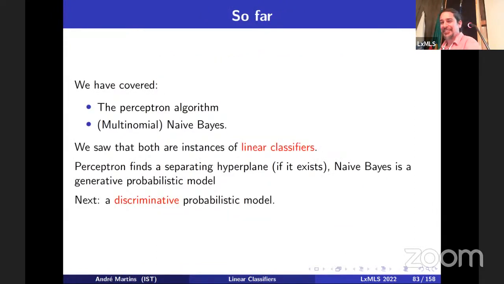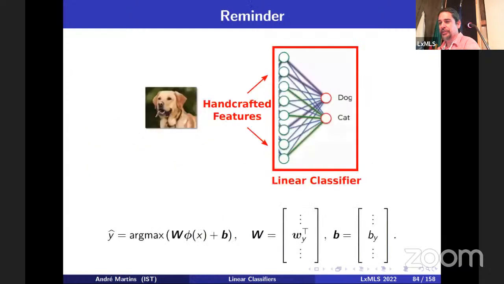So far we have covered the perceptron and naive Bayes, and now we are going to move on to logistic regression. Just a reminder, this is the scenario that we are considering today. If you prefer to think about neural networks, we are focusing on the output layer, where we just have a bunch of features, which might be internal representations or handcrafted features. And we want to predict labels based on those features by using a linear classifier.